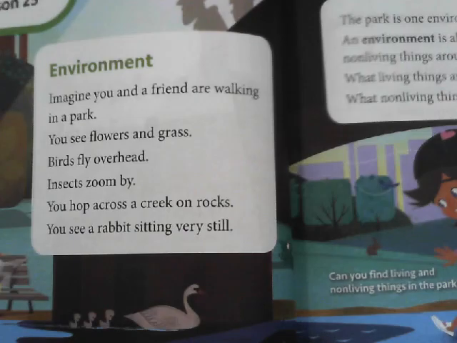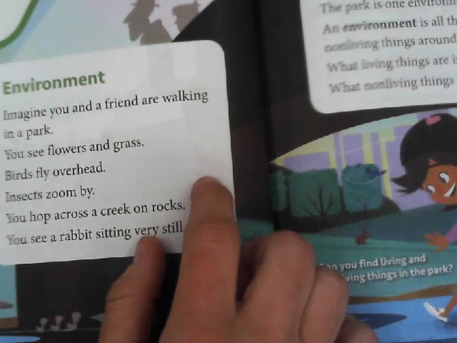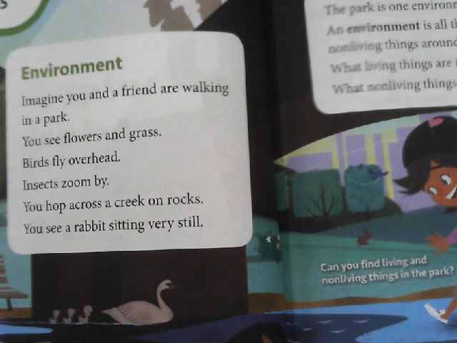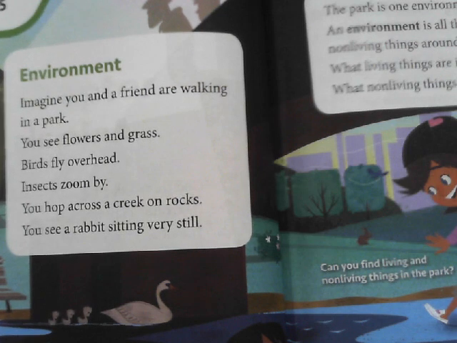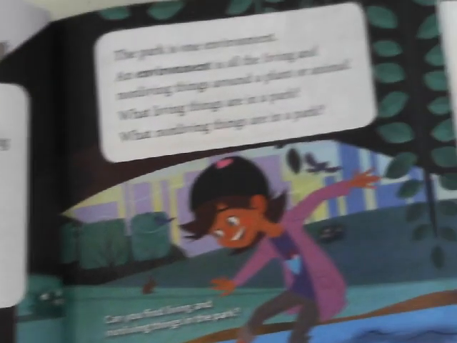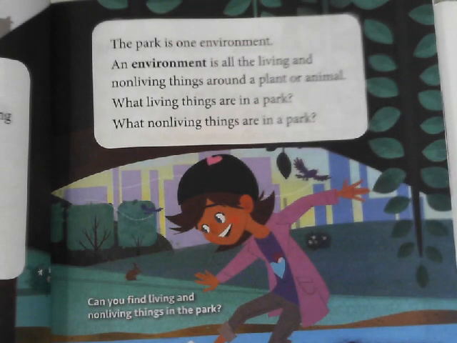So in this lesson we talked about environment, and it said environment. Imagine you and a friend are walking in a park. You see flowers and grass. Birds fly overhead. Insects zoom by. You hop across a creek on rocks. You see a rabbit sitting very still. The park is one environment. An environment is all the living and non-living things around a plant or animal.